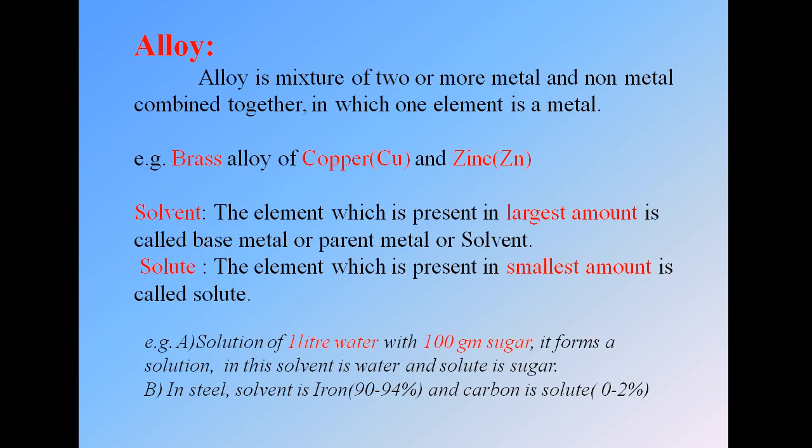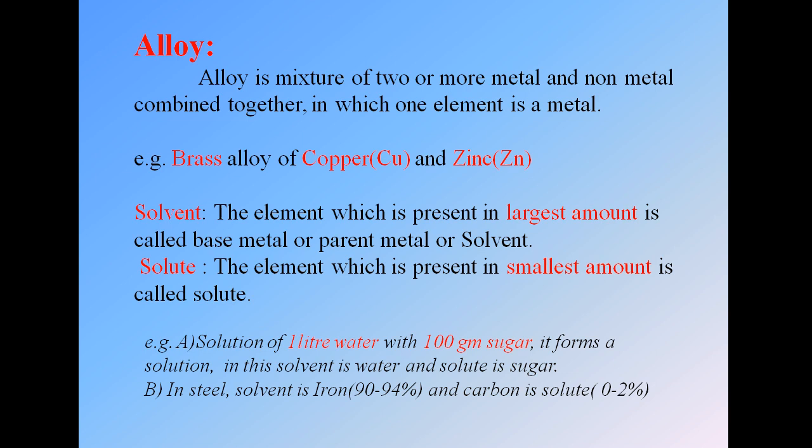Alloy. Alloy is nothing but a mixture of two or more metals or non-metals, but the case is that one should be a metal. We cannot mix two non-metals and form an alloy. So one should be a metal. It is a mixture of metal and non-metal, but one should be a metal. We have an example like brass, which is an alloy of copper and zinc. In this, copper is 60%, zinc is 40%.